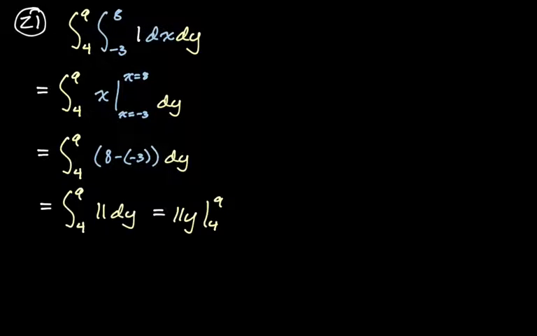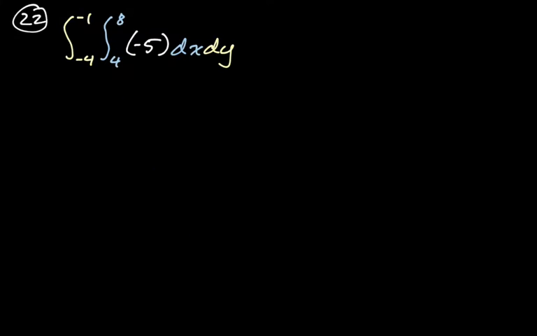So integrate 11 with respect to y gives you 11y. Plug in 9, plug in 4, so you get 11 times 5. You get 55. All right, let's take a look at the next one. We're going from -4 to -1, 4 to 8, -5, and then dx dy.